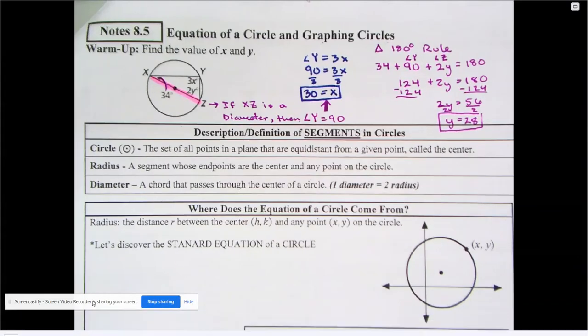All right. Good morning, everybody. So today we're going to be talking about equations of a circle and graphing circles.